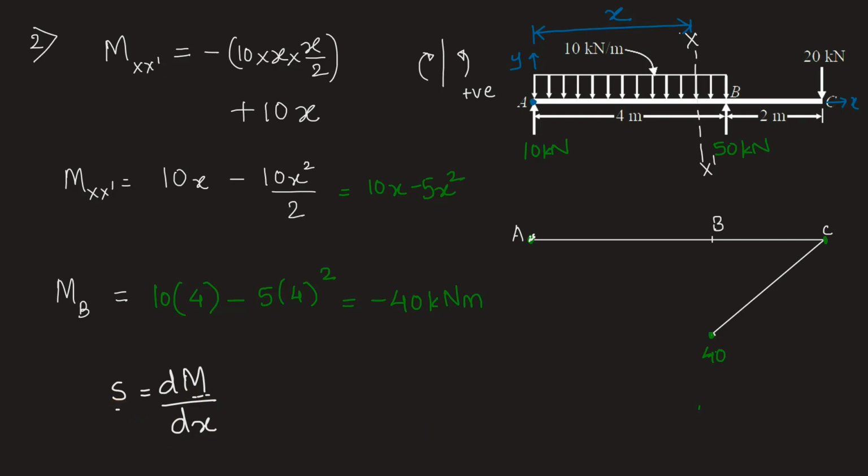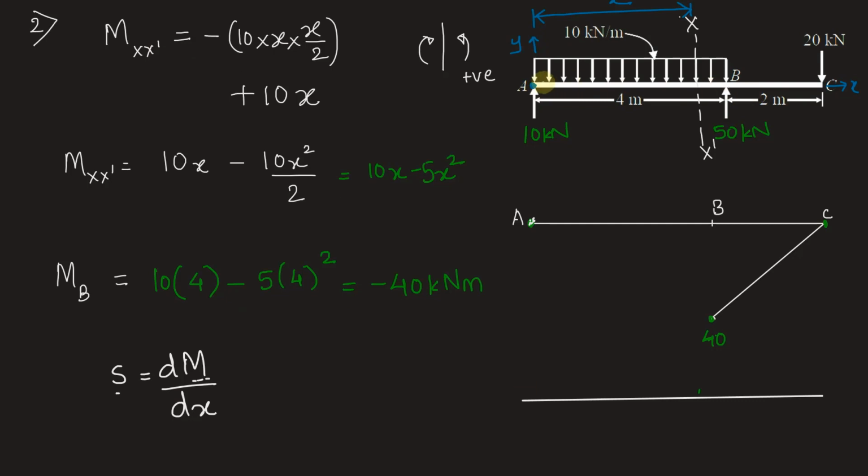Let's draw the shear force diagram now. Between A and B, there is a UDL. Definitely shear force will not be a constant value. It will be linearly increasing or decreasing. At A, we have 10 kilonewton upward shear. So we can draw it like this. This is 10. Also at point C, we are clear that there is a downward load of 20 kilonewton. This is 20. At B, we should have a total force of 50 kilonewton.